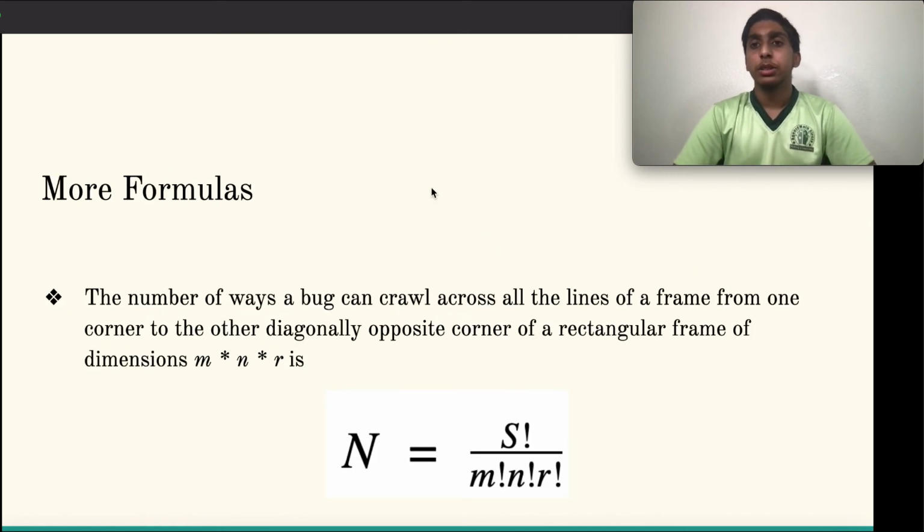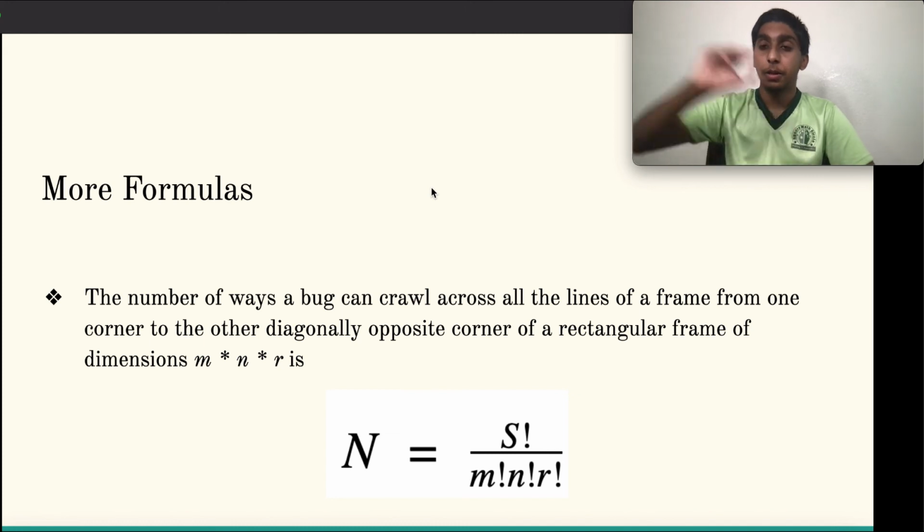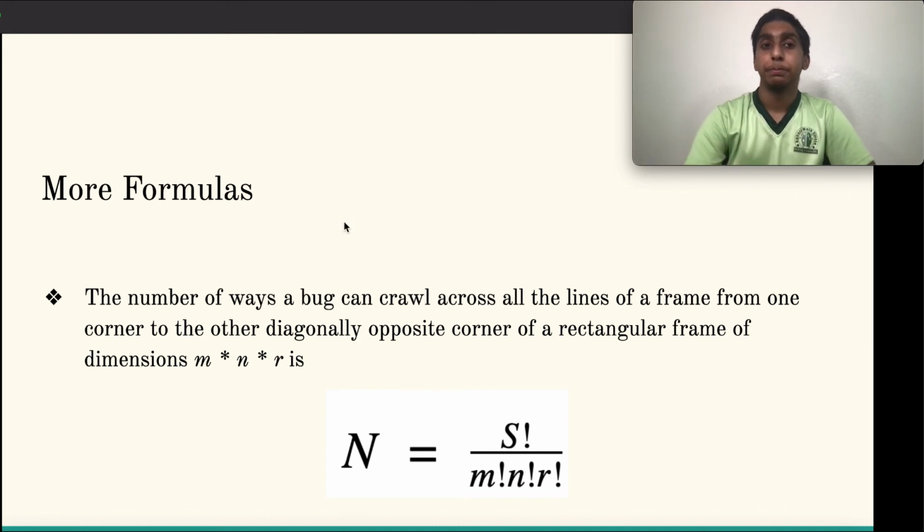More formulas. The number of ways a bug can crawl across the lines of a frame from one corner to the diagonally opposite corner of a rectangular frame of dimensions m times n times r, so that means it's three-dimensional, right? Is capital N equal to s factorial over m factorial, n factorial, r factorial, and s is equal to m plus n plus r. So again, this is just the number of ways that we can calculate for a bug to crawl across the lines of the frame. So basically on the edges, or on the grid lines, to get to that final point.